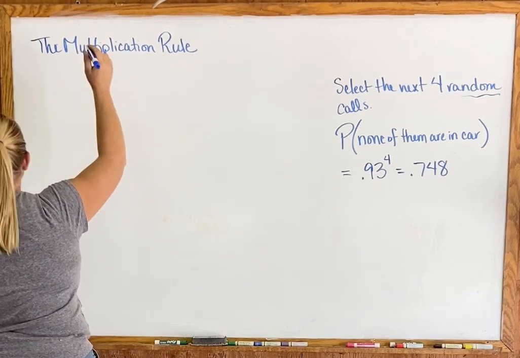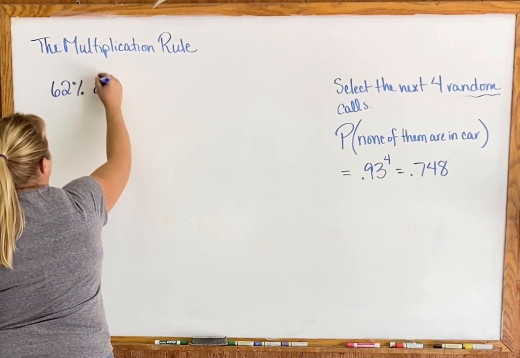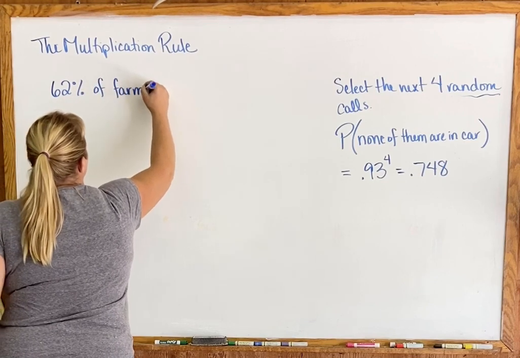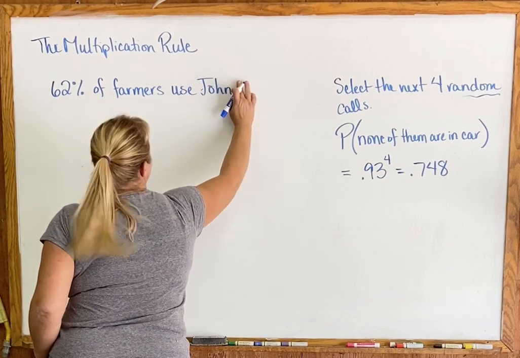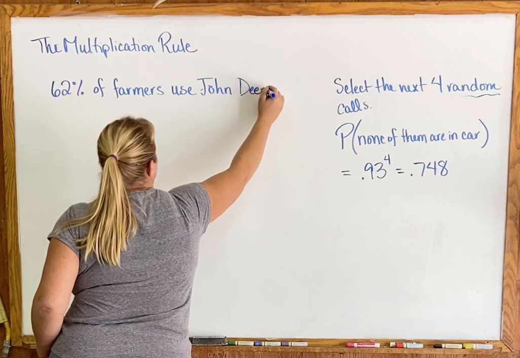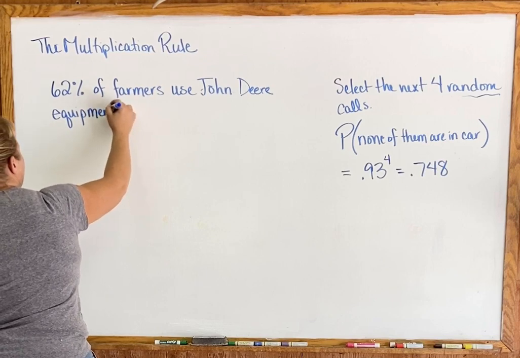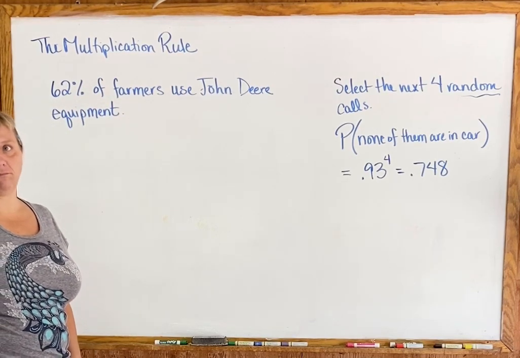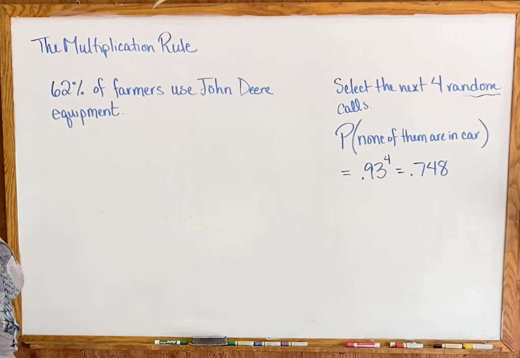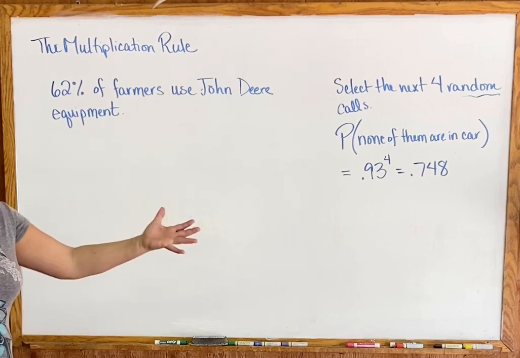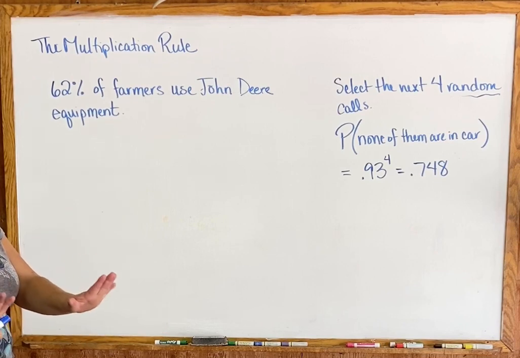Okay, this one is made up. 62% of farmers use John Deere equipment. Again, we're in my barn, so that's where the example comes from, and yes, there is John Deere equipment in this barn. Okay. So 62% of farmers use John Deere equipment. That's just some statement that somebody has studied and given us. So that's what we've got to work with.